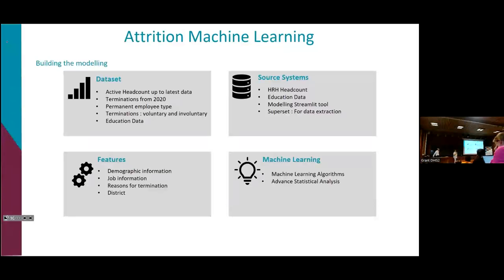As you could see, one of the big things that we have done so far is we are able to predict who is going to leave the Ministry of Health employment in the next 6 months. What we are using for that is the active headcount up to the latest data, and we've got data for a few years, and we're using termination data from 2020, understanding why people left, mainly looking at permanent employees because contractors leave because their contract ends.